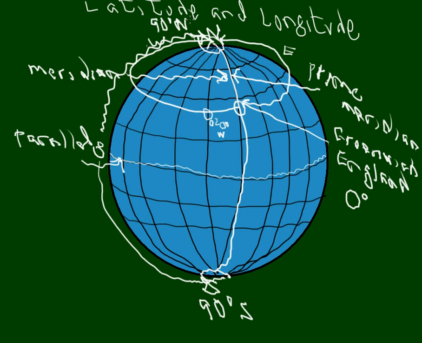So latitude runs from 0 to 90 degrees, either north or south, and longitude runs 0 to 180 degrees, either east or west.